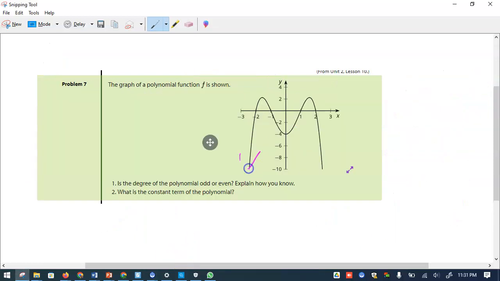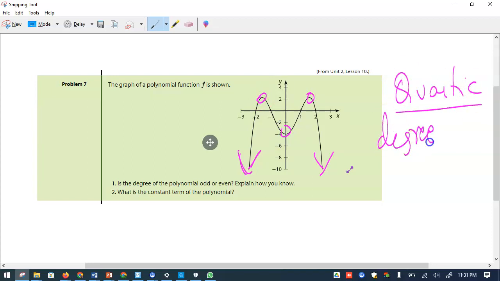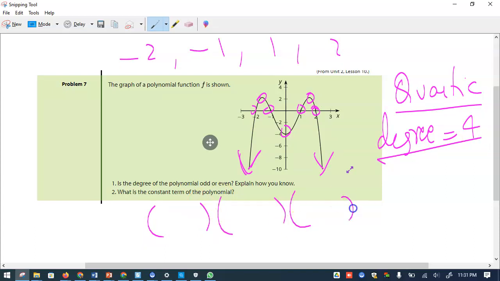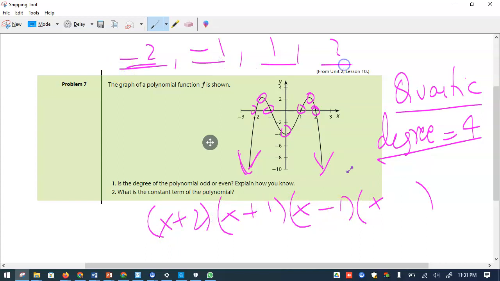Whenever you have a graph that is down, and you see there are 3 turning points, it has to be quartic. So the degree here is 4, and you can see it crosses at minus 2, minus 1, 1, and 2. So degree 4, and if you want to create a function, you can just put (x), (x), (x), (x) like this, and put the opposite of this, which is plus 2. Opposite of minus 1 is plus 1. This is minus 1, and there you go, and done.